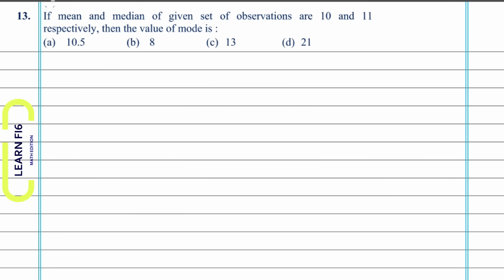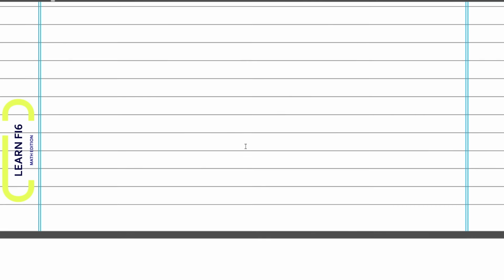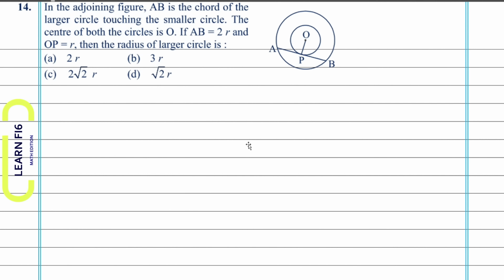Question number 13. If the mean and median of the given set of observations are 10 and 12, then the value of mode is. We have a formula for mode. Mode is equal to 3 median minus 2 times mean. So 3 into the median value is actually 11, and mean value is 10. So 33 minus 20, we will get 13. 13 is the answer.